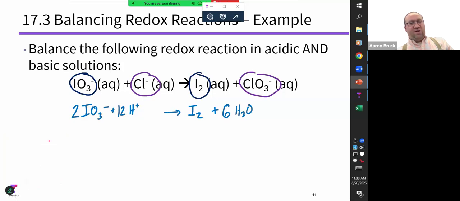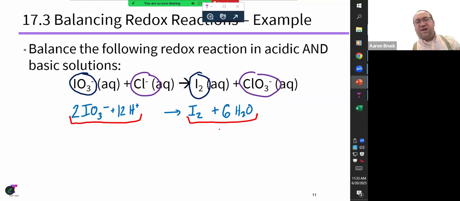Now for the charge evaluation, I've balanced everything atomically. I haven't balanced everything from charge. I need to look at each side of the equation. Total charge on the product side is 0 because none of the substances over there have any charges whatsoever. On this side, I've got 2 times -1, so I got -2, and I've got 12 plus 1. So the total charge on the reactant side is positive 10.